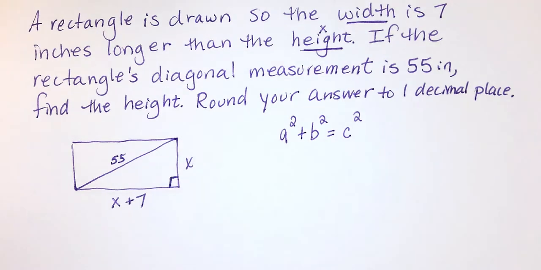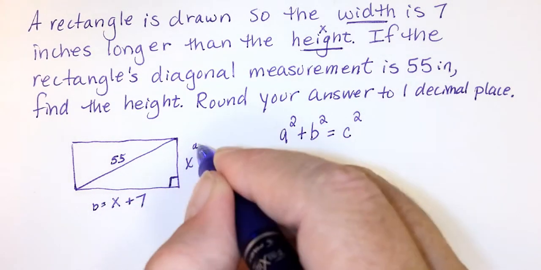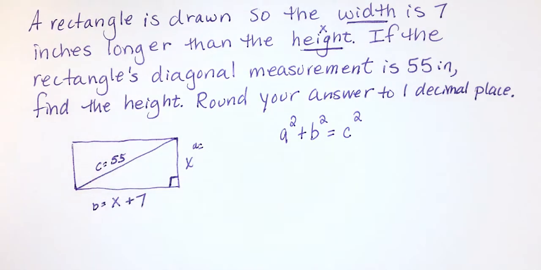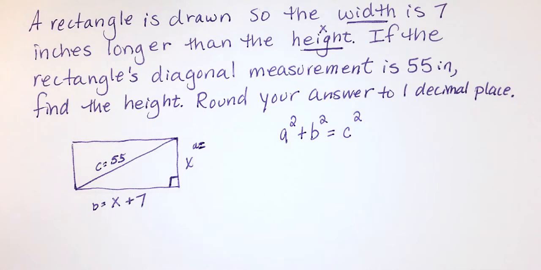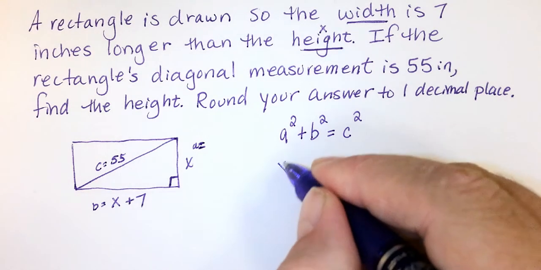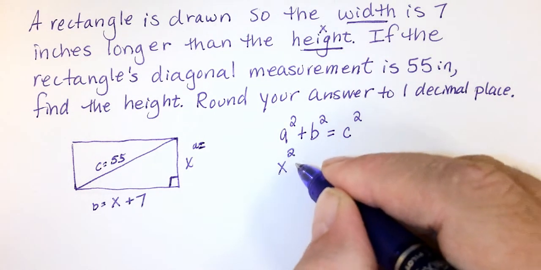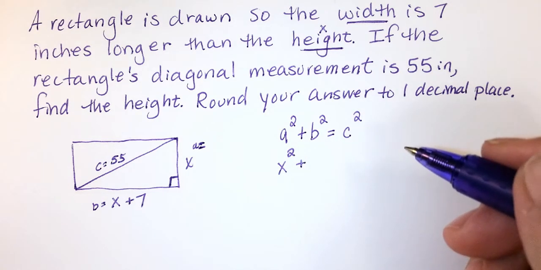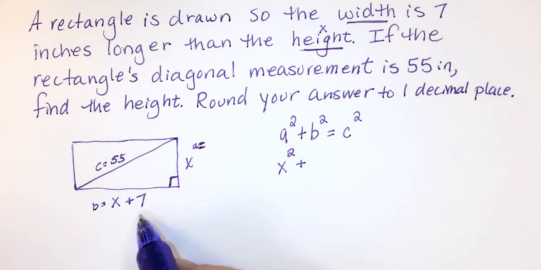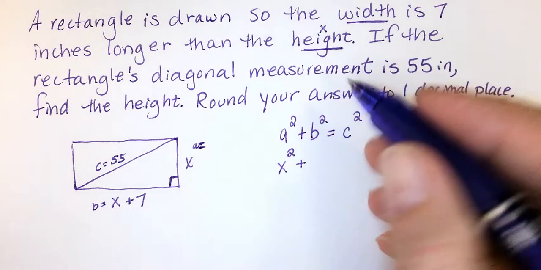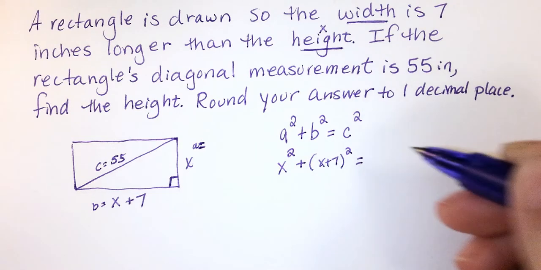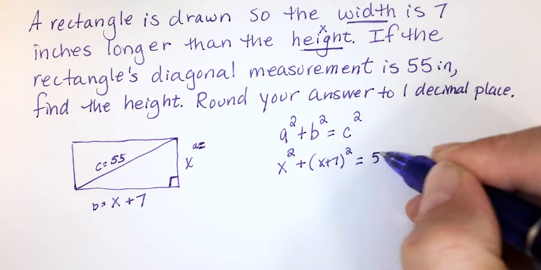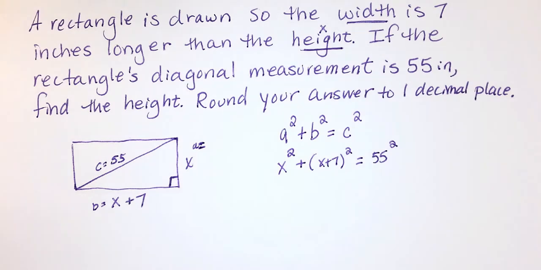So let's plug in. Let's say this is our A, this is going to be our B, and this will be our C. All right, so A is X, so this is just going to be X squared, plus, when you plug in, put parentheses around it if we have more than one term, or if it's negative. So B is X plus 7, so we're going to say X plus 7 all squared, equals C squared, which is 55, also squared.